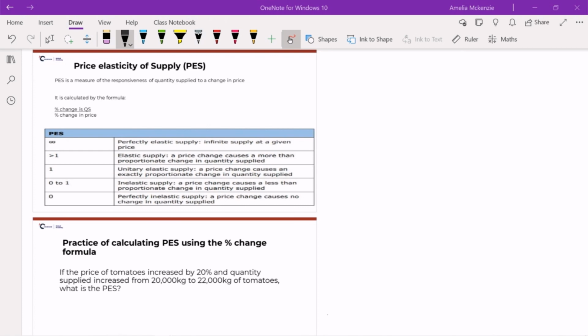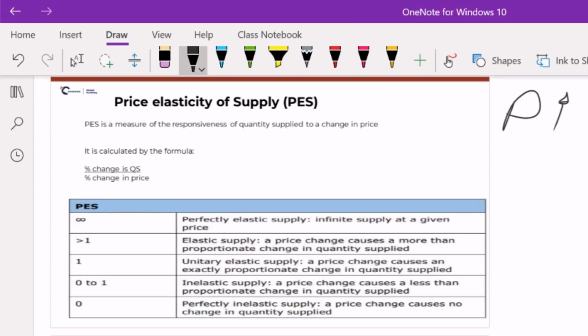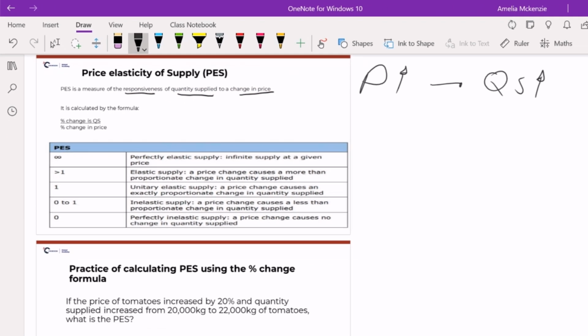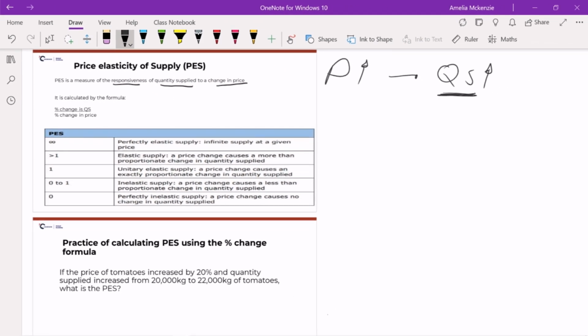So we know that from looking at supply, when the price of a product increases, this leads to quantity supplied increasing. Okay, it becomes more profitable for producers to supply a product when the price increases. Now, price elasticity of supply is a measure of the responsiveness of quantity supplied to a change in price. Okay, so by how much does quantity supplied change when price changes?